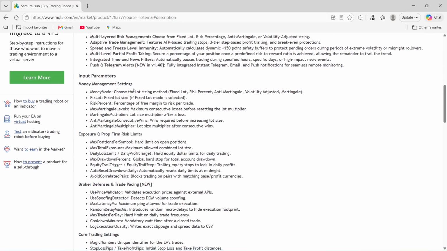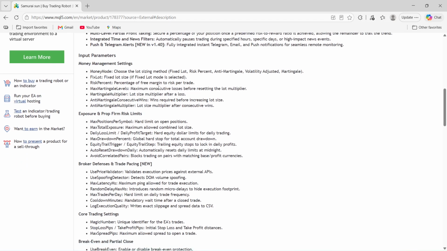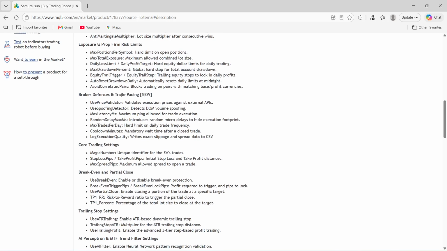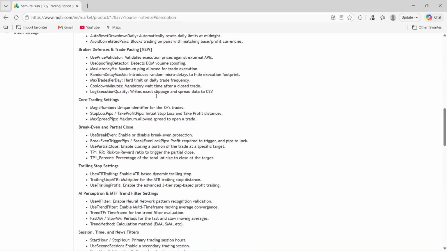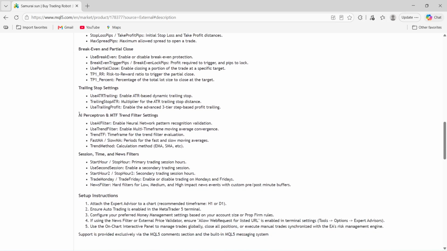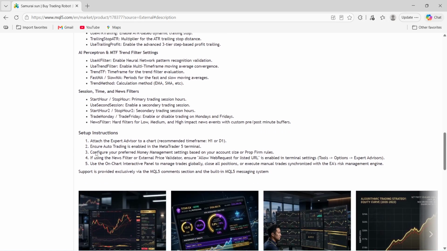We have customizable input parameters as well, which include the money management settings, exposure and prop firm risk limits, broker defenses and trade pacing, core trading settings, including the magic number, stop loss pips, take profit pips, max spread pips. We also have the break even and partial close trailing stop settings, AI perceptron and MTF trend filter settings, session time and news filters.